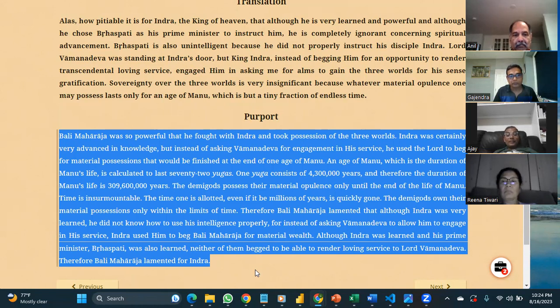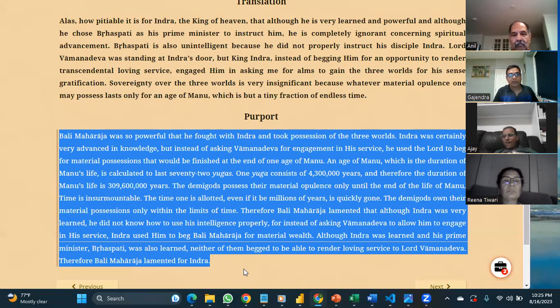The demigods possess their material opulence only until the end of the life of Manu. Time is insurmountable. The time one is allotted, even if it be billions of years, is quickly gone. The demigods own their material possessions only within the limits of time. Therefore, Bali Maharaj lamented that although Indra was very learned, he did not know how to use his intelligence properly, for instead of asking Vamandev to allow him to engage in his service, Indra used him to beg Bali Maharaj for material wealth. Although Indra was learned and his prime minister Brihaspati was also learned, neither of them begged to be able to render loving service to Lord Vamandev. Therefore, Bali Maharaj lamented for Indra.